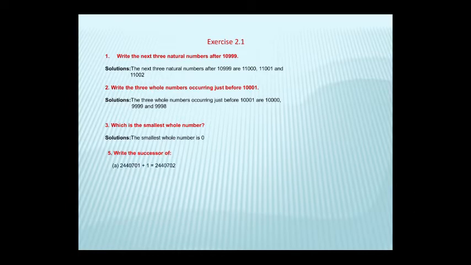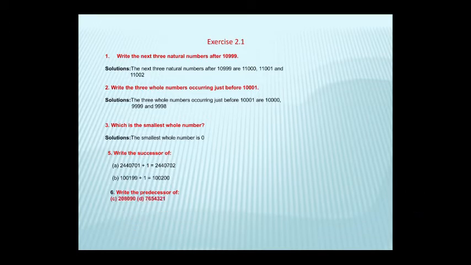Write the successor of the following. I already explained that successor means you have to add 1 to that number. For example, the successor of 24,40,701: you add 1 to that number and you will get 24,40,702. Like that, the successor of 1,199 is plus 1, 1,200.